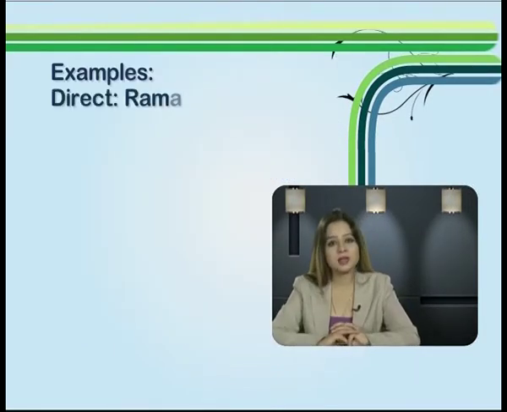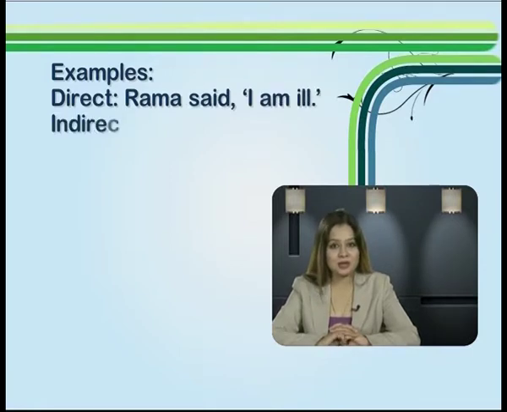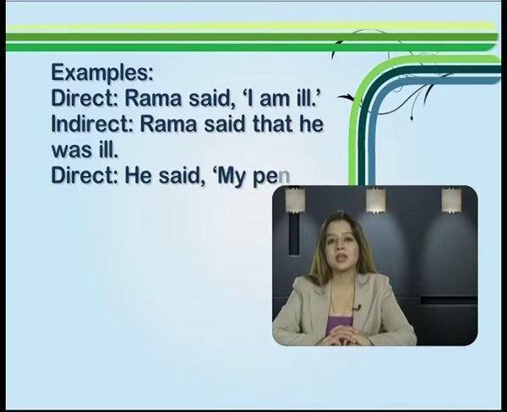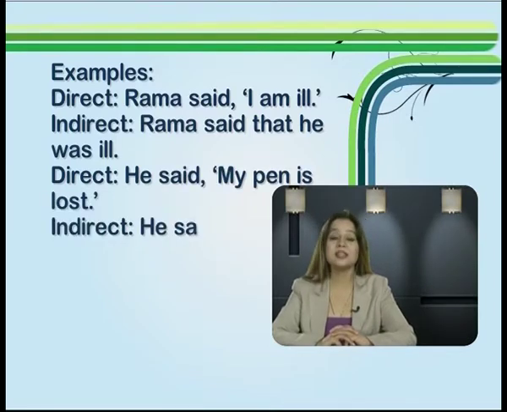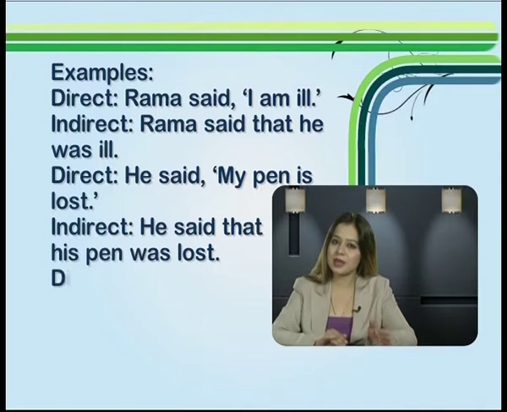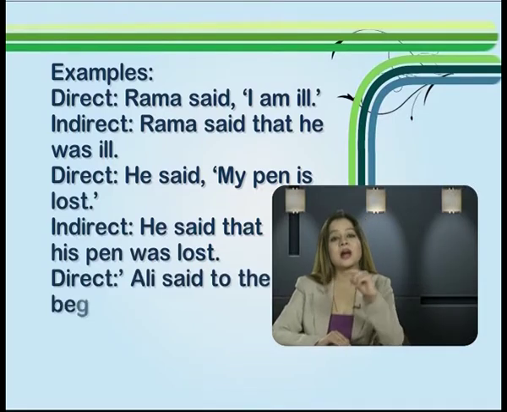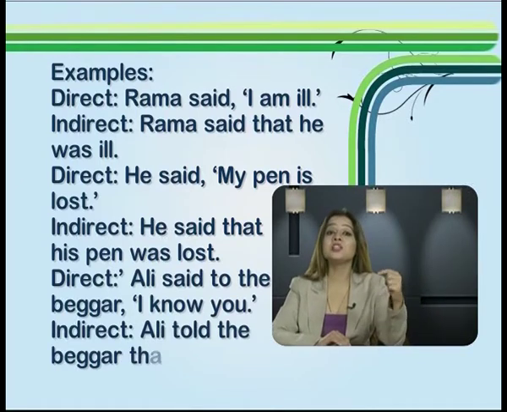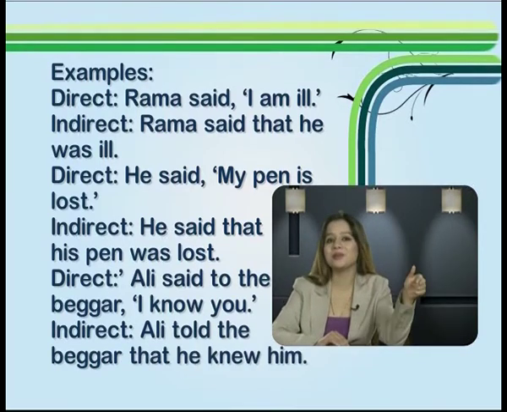Examples. Direct: Ram said, "I am ill." Indirect: Ram said that he was ill. Direct: He said, "My pen is lost." Indirect: He said that his pen was lost. Direct: Ali said to the beggar, "I know you." Indirect: Ali told the beggar that he knew him.